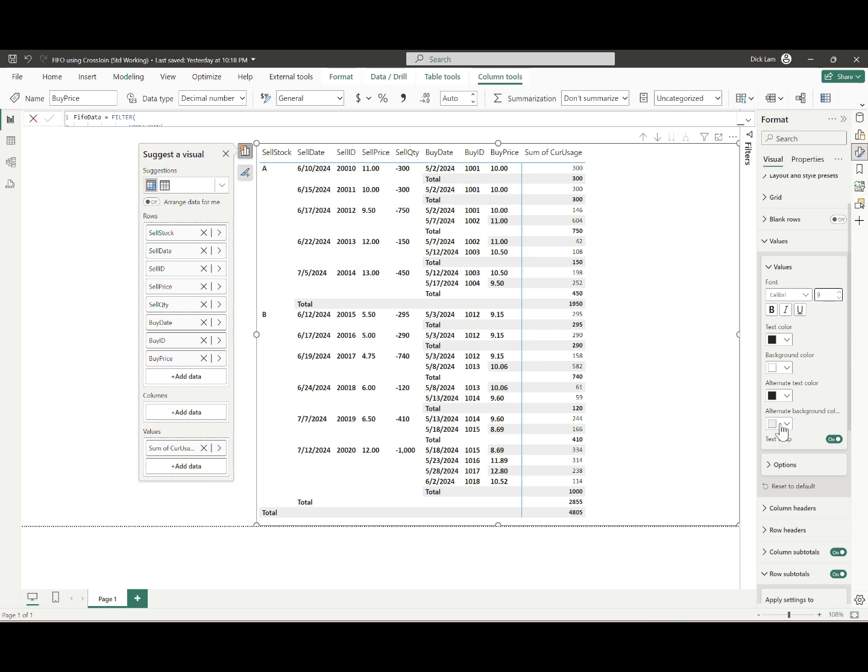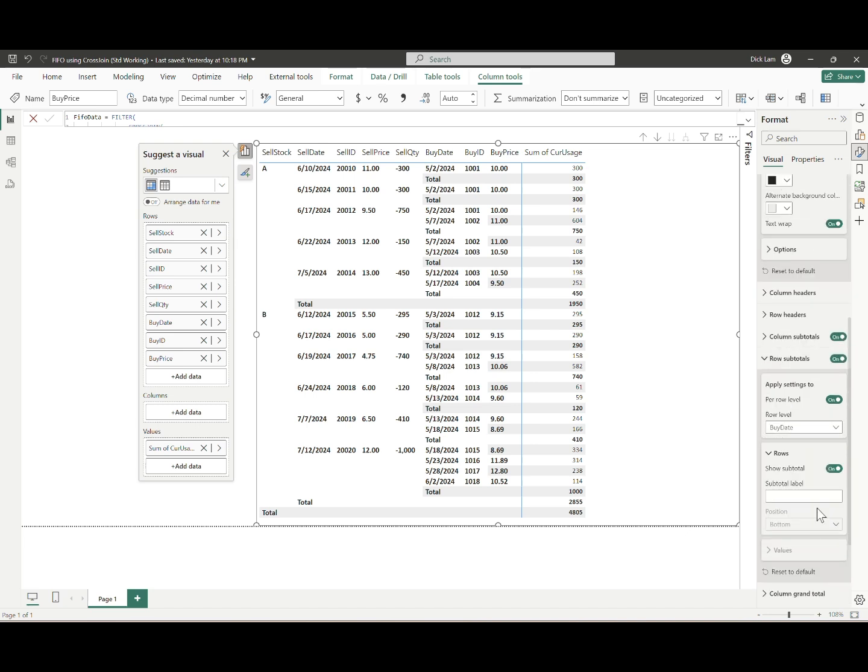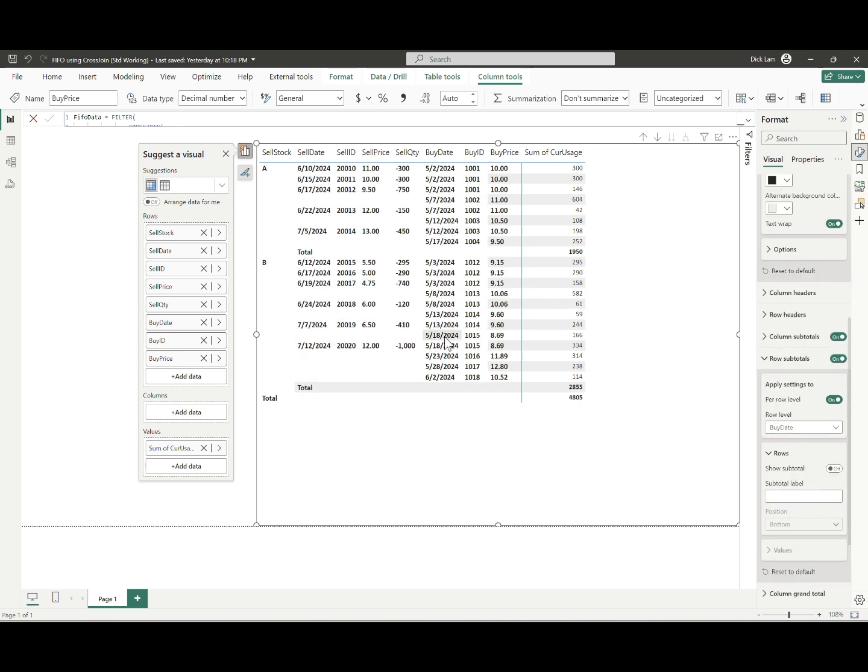The buy day, I should disable the buy day subtotal. Buy day. Okay, much better. All right. Then you see that the first transaction, June 10th, we sell 300. And then the buy day, the buy-in day, May 2nd, the price is 10. And we consume 300 for this.